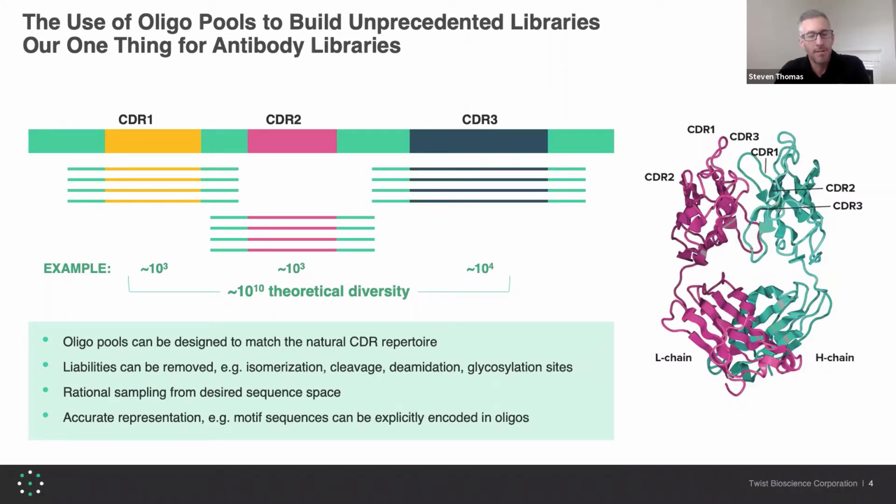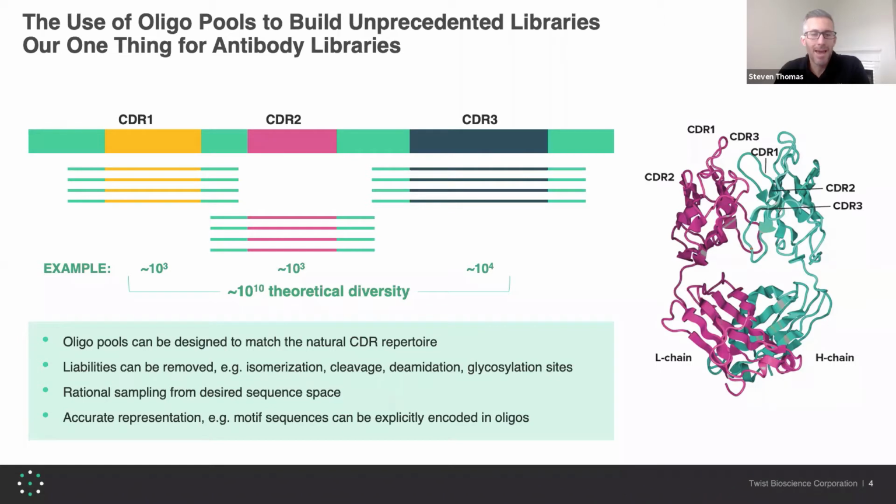Traditional knocks on synthetic libraries, basically differential post-translational modifications that you'd have in, like, an E. coli system versus a mammalian expression platform, we can completely remove those liabilities. So isomerization, cleavage, deamidation, glycosylation sites, and so on, all of those can be completely removed from the library.